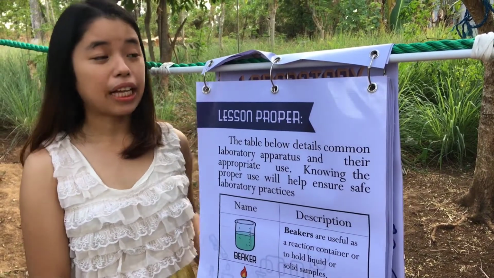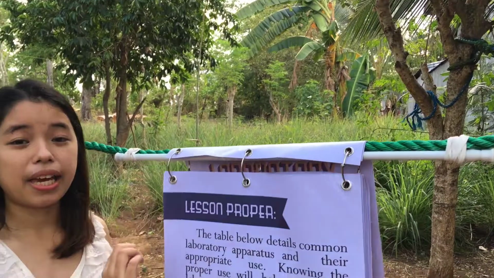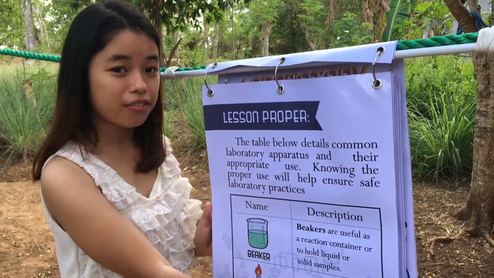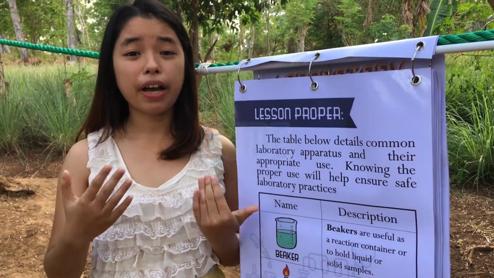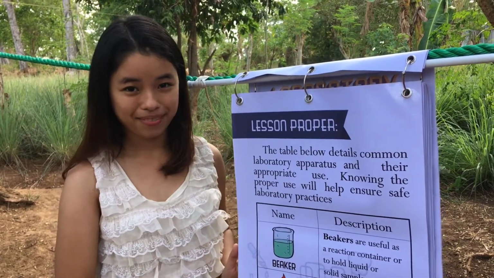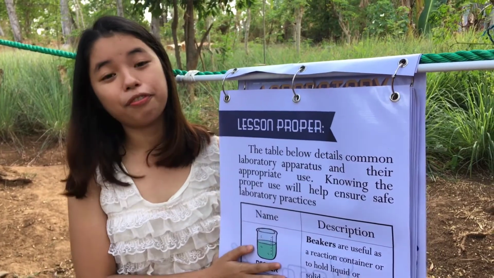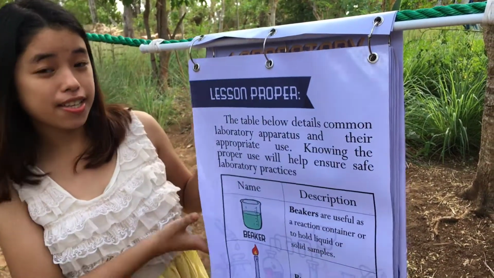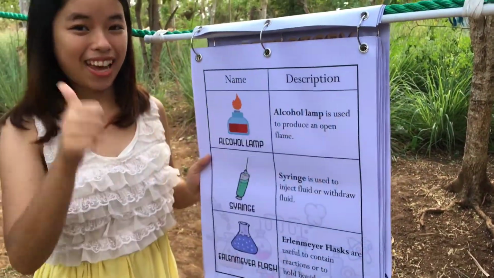Sometimes teachers can utilize the blank page at the back to write the important notes that are located in the front page of the lesson. That is to guide her and prevent her from looking at the page all the time. To sum it up, in order to use or manipulate the flipchart effectively, you just have to flip the pages, just like that, and you're good.